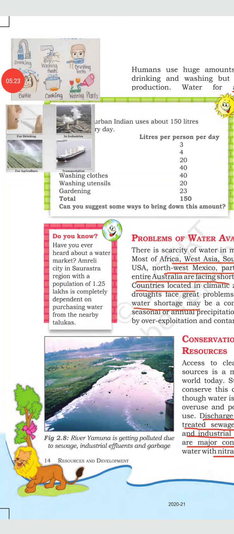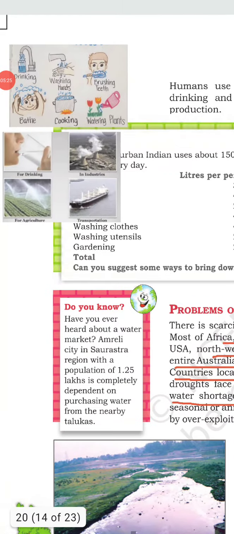Now let's discuss the uses of water. As you can see in these pictures, some uses of water. We all know that life on earth begins in the sea. Water in one form or the other is absolutely essential for the maintenance of all kinds of life.